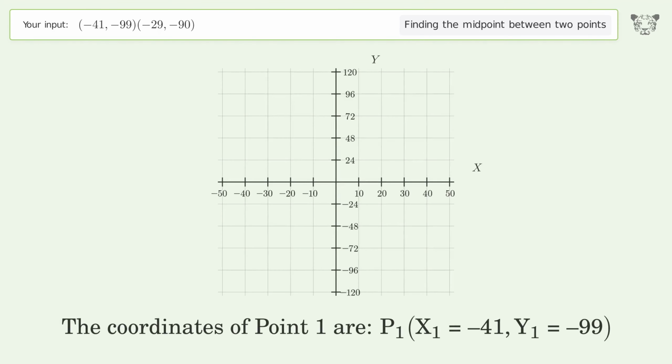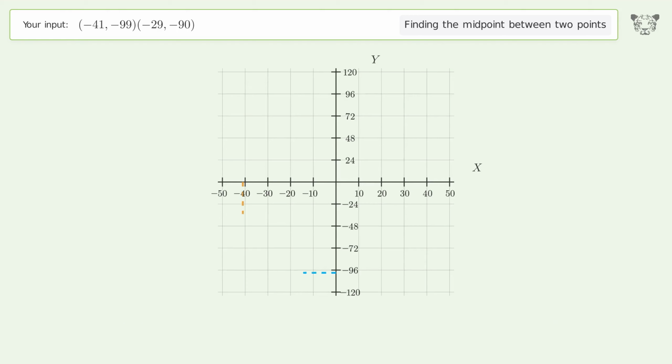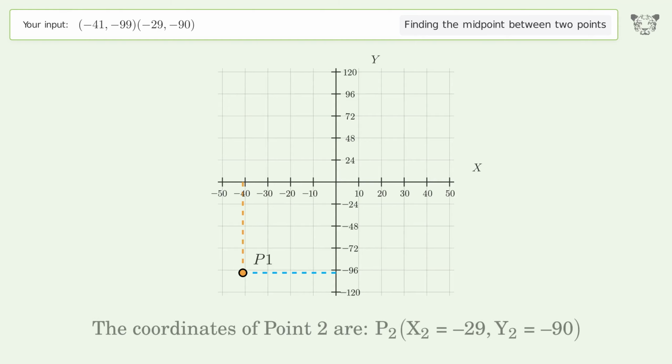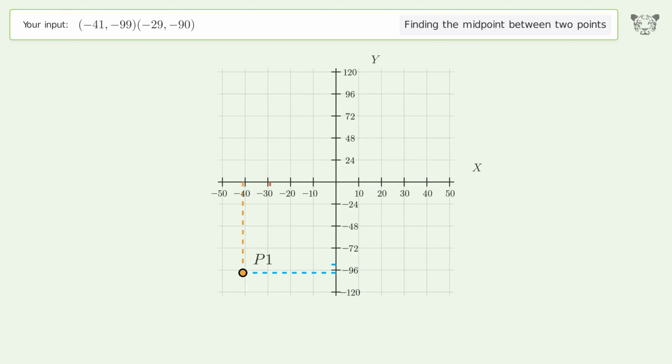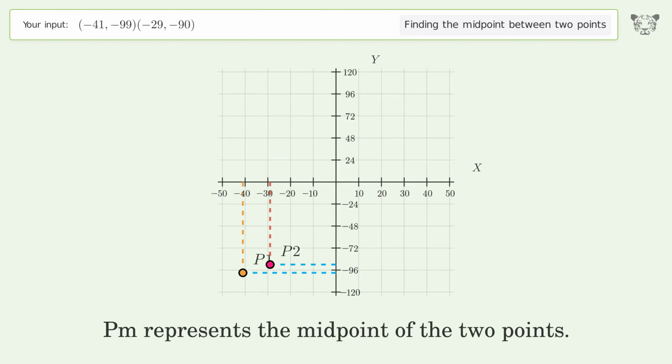The coordinates of point 1 are, x1 equals -41, y1 equals -99. The coordinates of point 2 are, x2 equals -29, y2 equals -90. PM represents the midpoint of the 2 points.